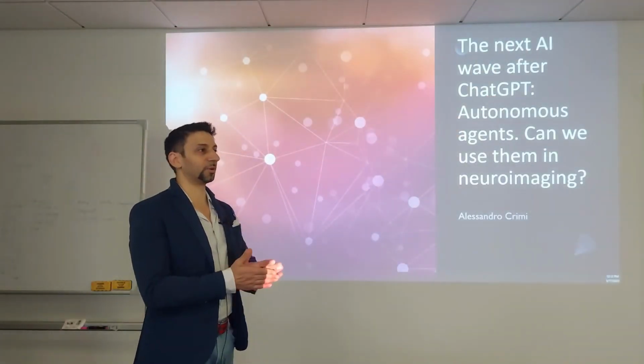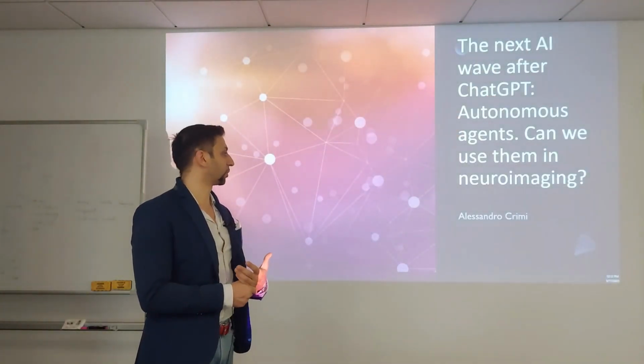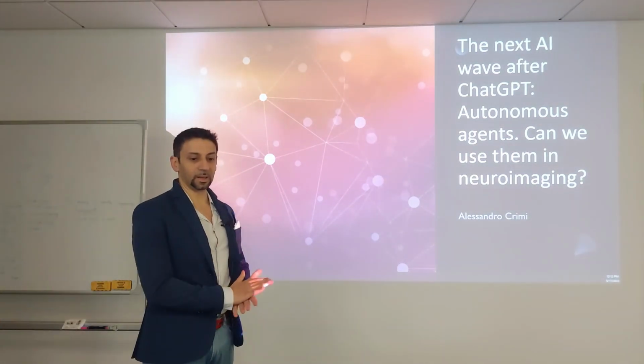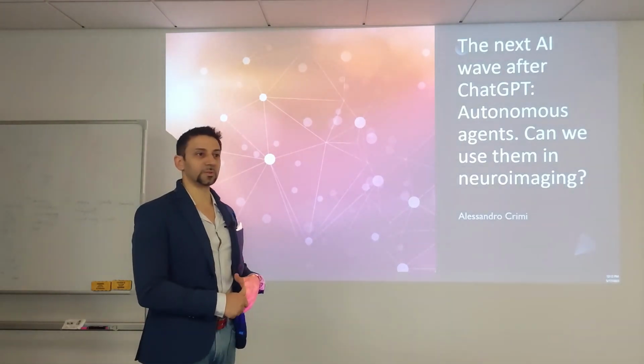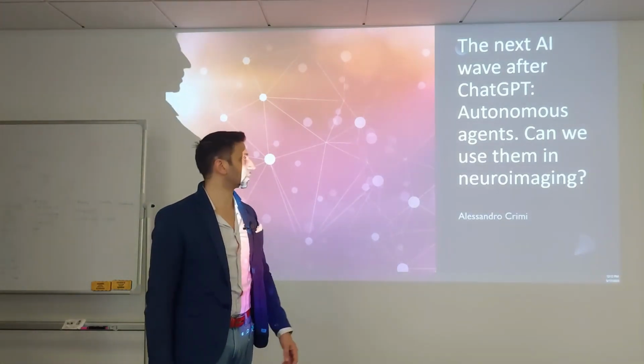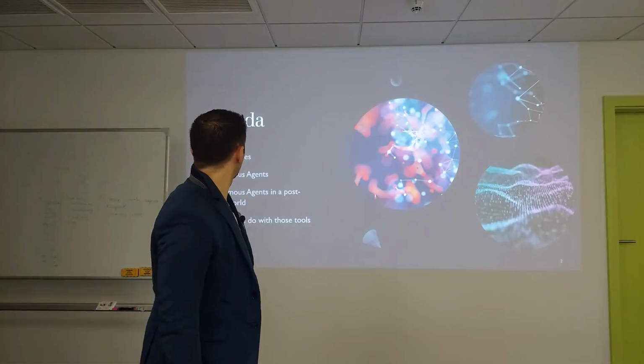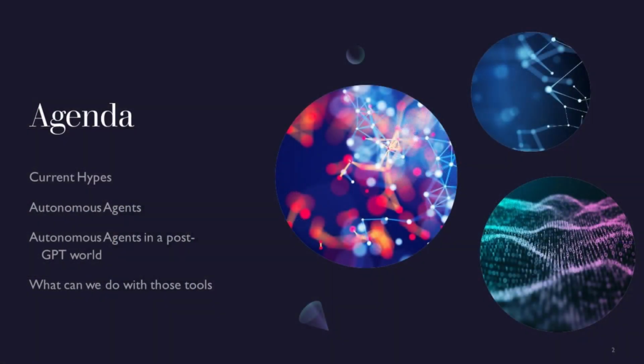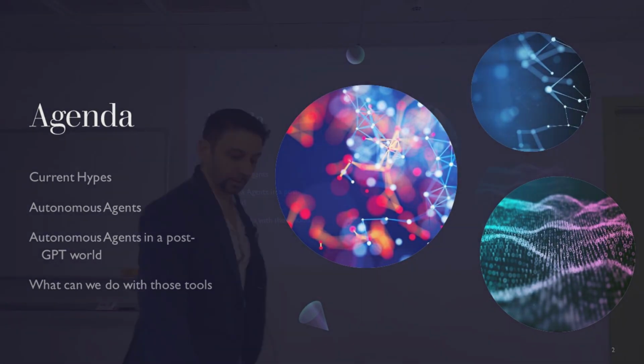Today we have a bit of a different topic. It's not about neuroimaging itself, but about some new tools and discussing how we can use them in a more distributed way for doing neuroimaging. So the agenda is, more or less, a bit of a rant from myself on current hypes. Then we review what autonomous agents are, and how, after GPT, these autonomous agents are coming back into fashion. And then, as I was telling you, what we can do in our field with this.